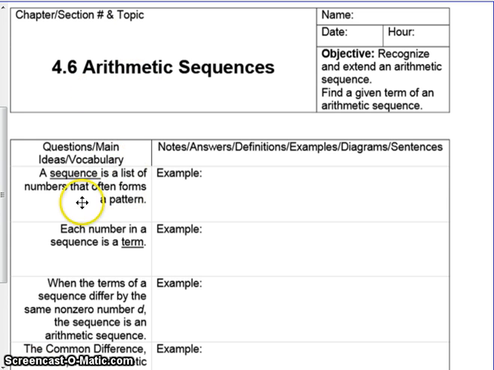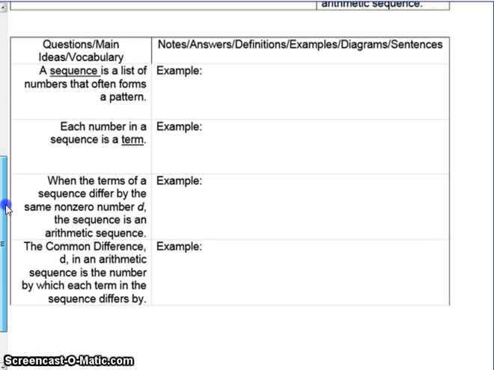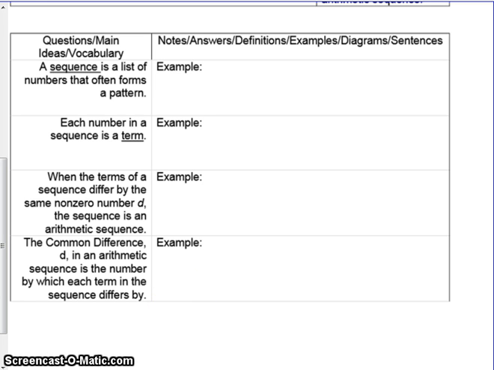A sequence is a list of numbers that often forms a pattern. It doesn't mean it has to form a pattern, but we see that it often does. For example, if I were to give you a sequence like 1, 4, 9, 16, 25, 36, and so on, hopefully you would notice that this is a pattern of squares. 1 squared, 2 squared, 3 squared, 4 squared, 5 squared, 6 squared, and so on.